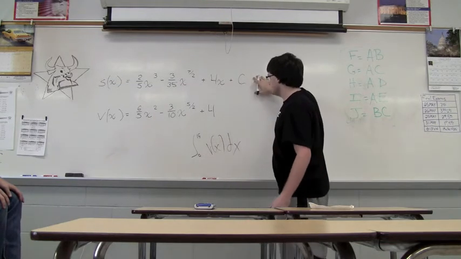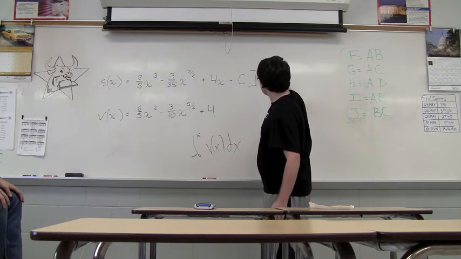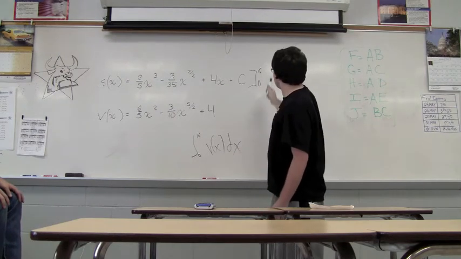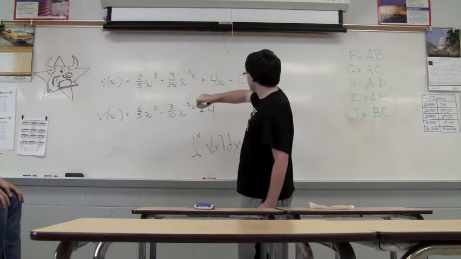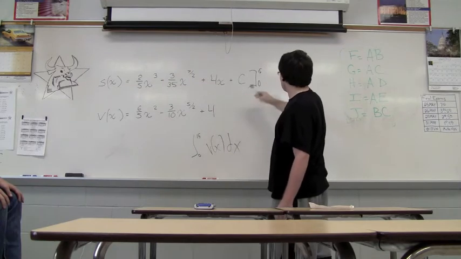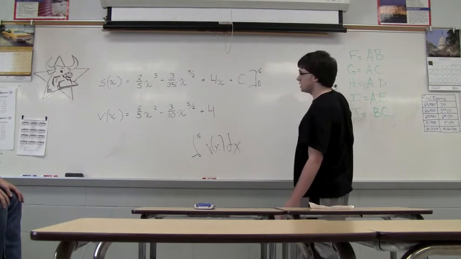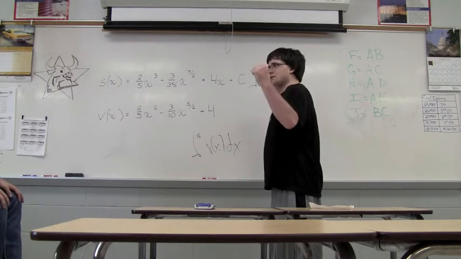It ends up with this, except it would be on 15 to 0, which means you plug in a 15 for these x's, and then subtract it with a minus, and then plug in zeros for those x's. And since c is going to be c minus c, it cancels out. Okay?